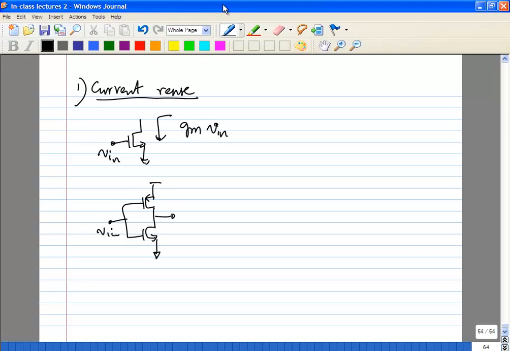Okay, so we were trying to finish off LNAs. Last class we were looking at some other techniques. The first one we started talking about was current reuse. There are many ways of doing current reuse. This is a very simple basic example.